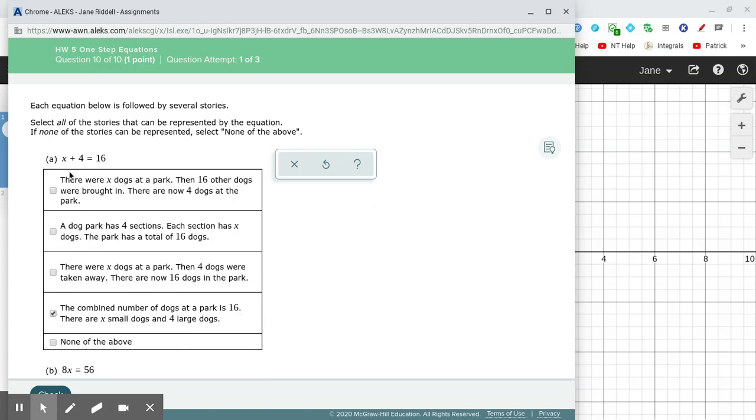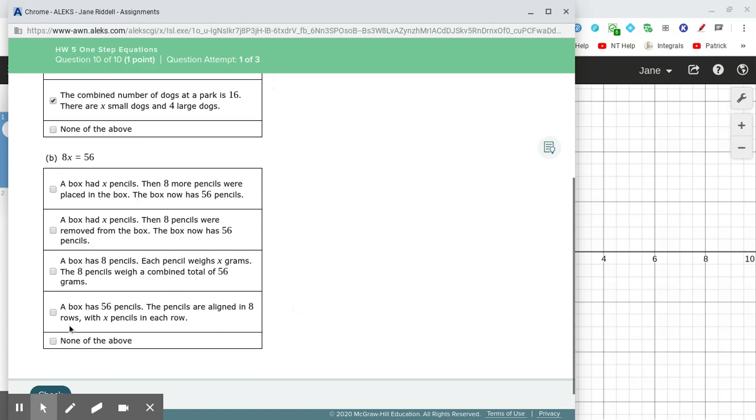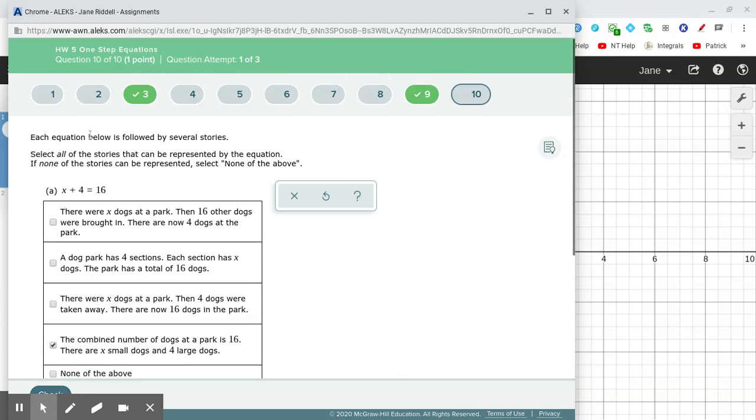All right, so you're going to select all stories. So had anything else been a possibility, we would have selected that as well. If none of them, we would have selected none of the above. And then we're going to do the same thing for down here, read through the scenarios and figure out, okay, which scenario would this equation work for? You're going to hit check. And by the time that you're finished, you should have all of these problems done.